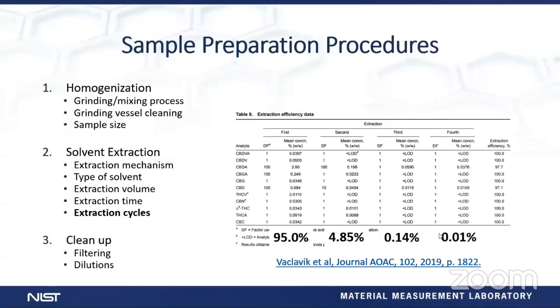And basically what they found was that 95% of the cannabinoids were extracted in the first extraction cycle. This was using 0.5 grams and 20 milliliters of methanol. And in the second extraction, they got almost 5% and very little in the third and fourth. So we did something very similar here at NIST, and we got similar results, where the remaining 10 to 15% left over from the first extract was extracted out in the second extraction.